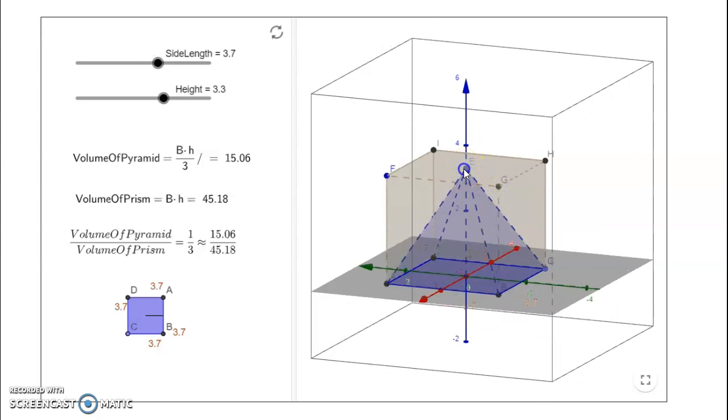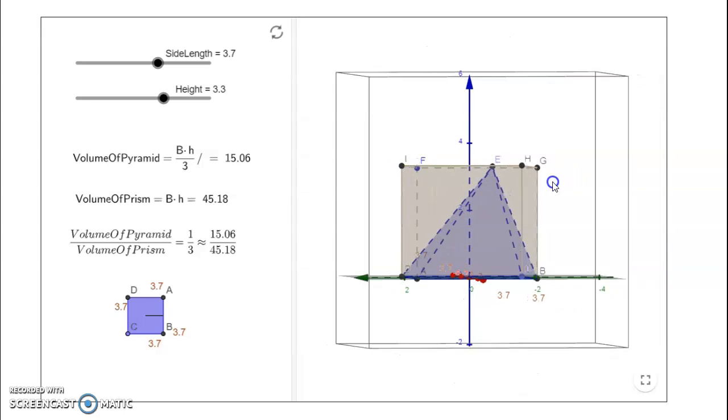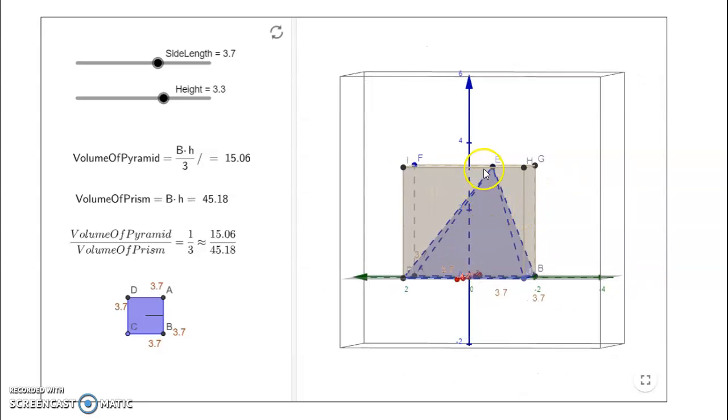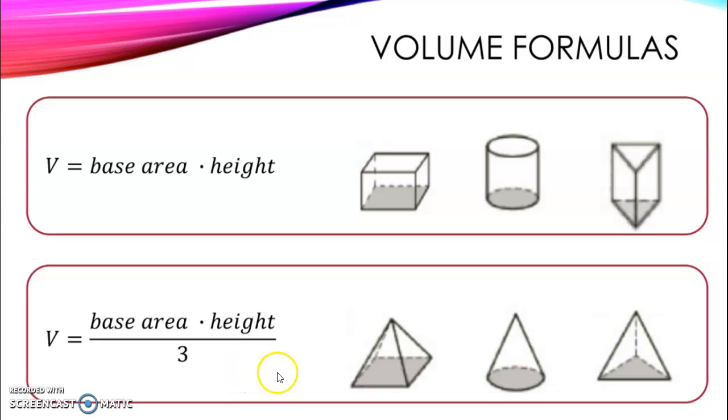The cool thing is you can even move the point of the pyramid around, and it is still at a consistent height. I don't know if you can tell by the diagram, maybe if we adjust this a little bit here, but it is at the same consistent height, and the volume of that pyramid did not change. So no matter what the shape is, if it comes to a point at the top, you're going to find the base area, multiply it by how high it is, and then divide by 3, versus the ones that have a consistent height, where it's just the base area times the height.